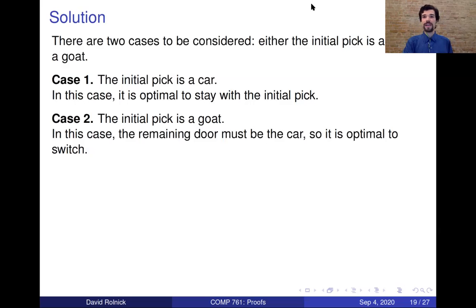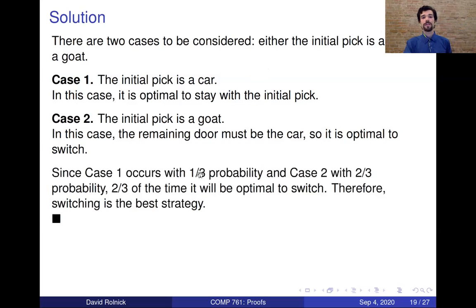Now, what do you do with these two cases? There's a one line way to get the answer here. How do you finish the proof? Yeah, find how likely it is to be each case. We know that in the first case you should definitely not switch, and in the second case you should definitely switch. Since case one occurs with 1/3 probability, because there are three doors, you might have picked a car with 1/3 probability, case two occurs with 2/3 probability. 2/3 of the time, it's optimal to switch. Therefore, you should switch.